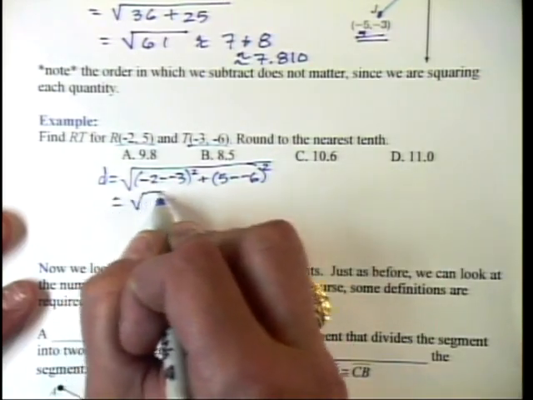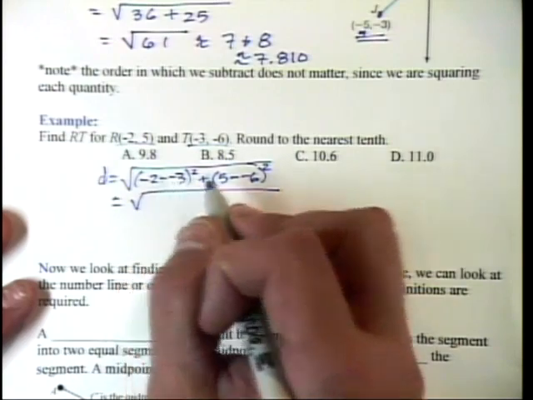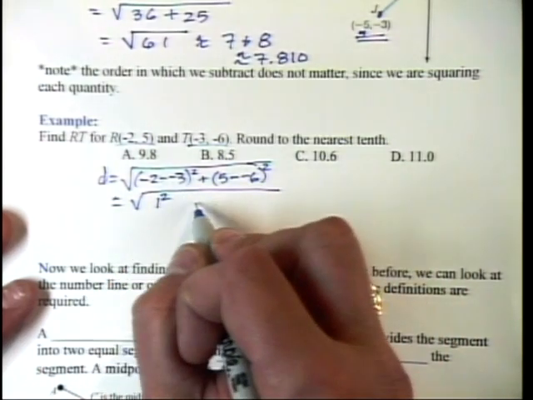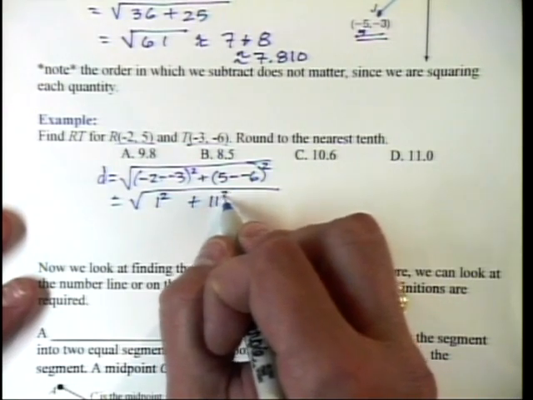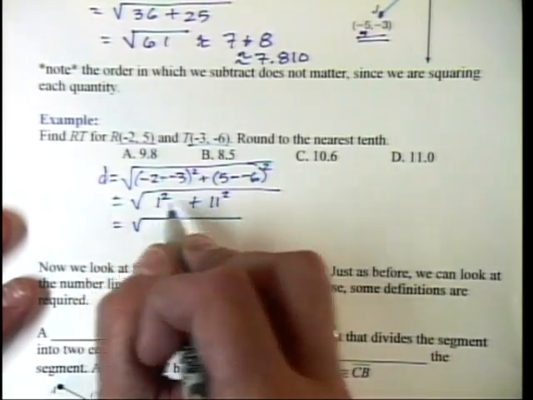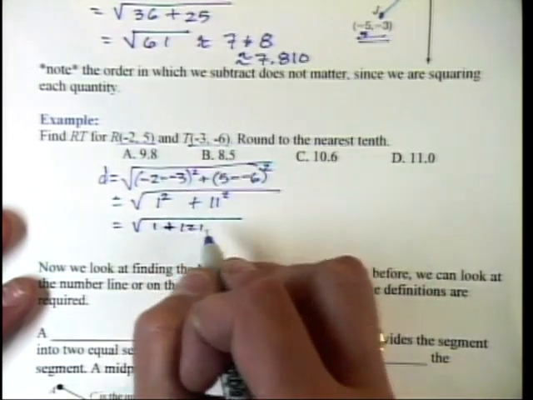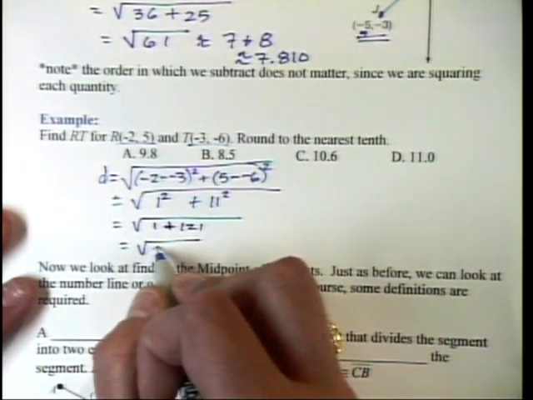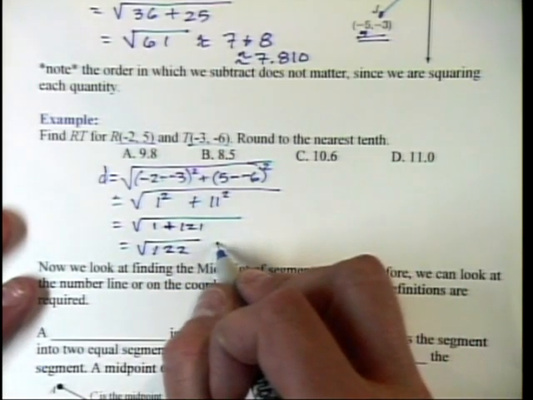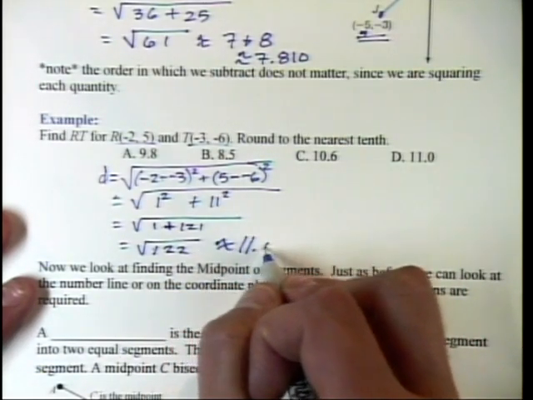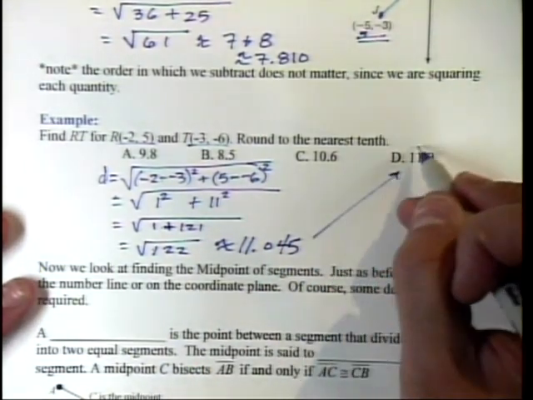So now I'm working from the inside out. Negative 2 minus negative 3 is negative 2 plus 3, which is 3 minus 2, or 1, squared, plus 5 minus negative 6 is 11 squared. So I get the square root of 1 plus 121, since 11 squared is 121. I get the square root of 122, which is between 11 and 12, really close to 11. Again, with a calculator, it's approximately 11.045. So if you look at our answer choices, there he is.